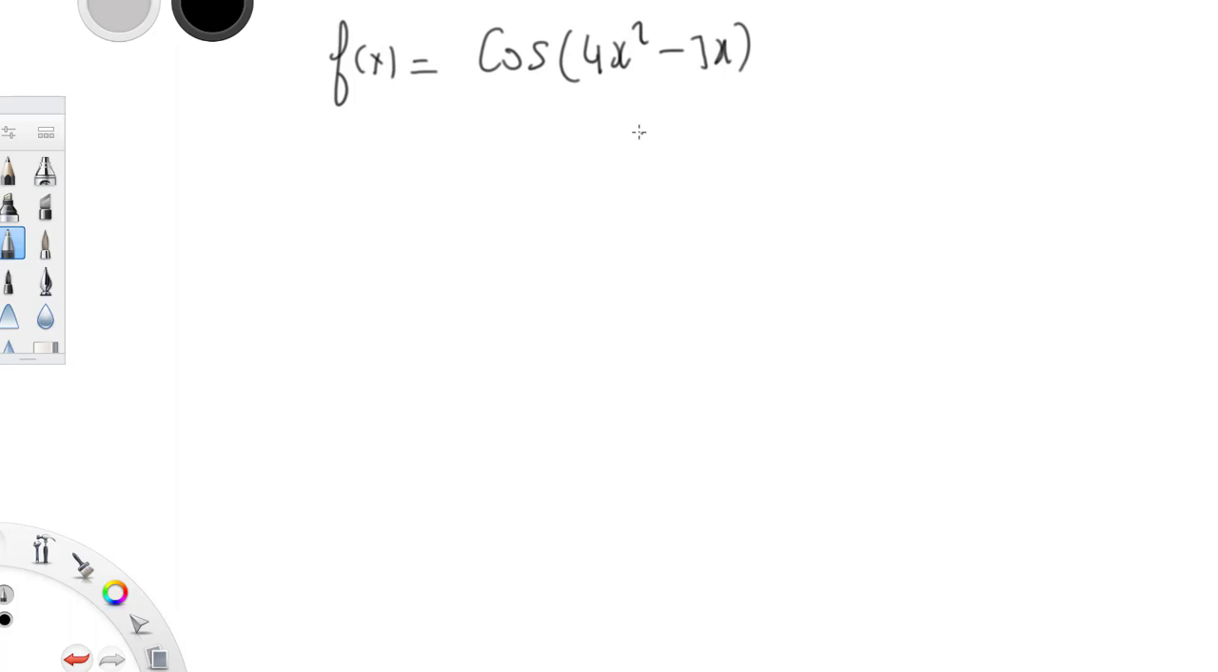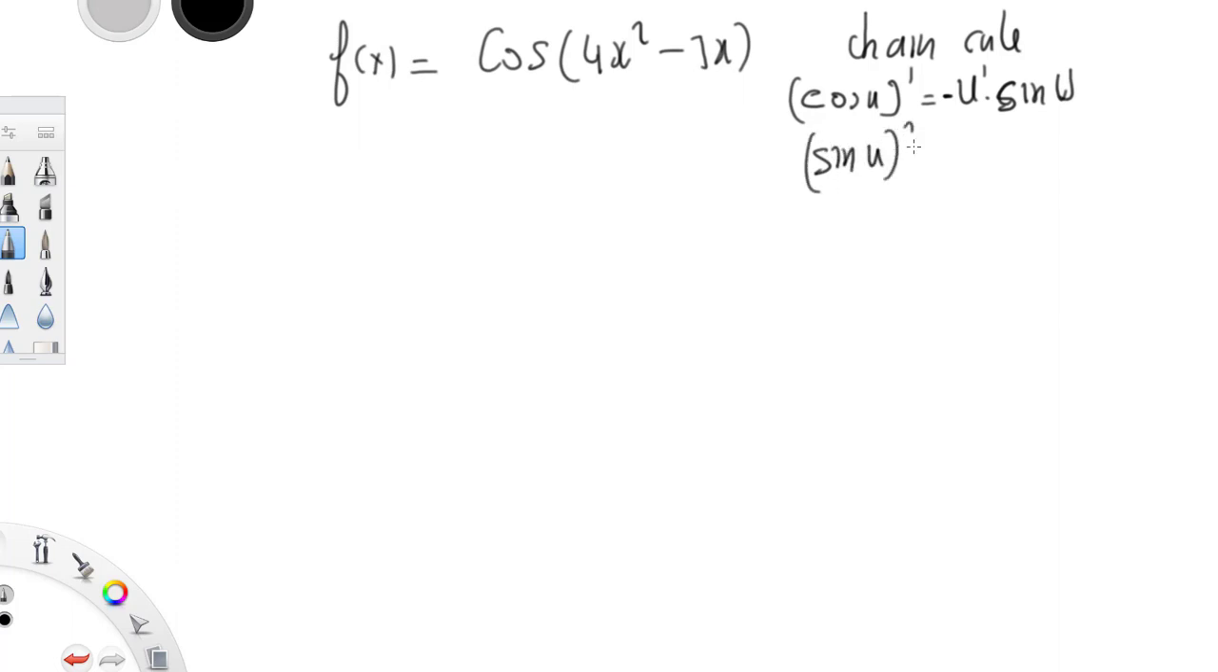And here we have the chain rule for trigonometric functions. If you have cosine of u, the derivative is minus u prime sine of u, and for sine of u, the derivative is u prime cosine of u. Okay, now for my example, we have f of x equal to cosine of this.